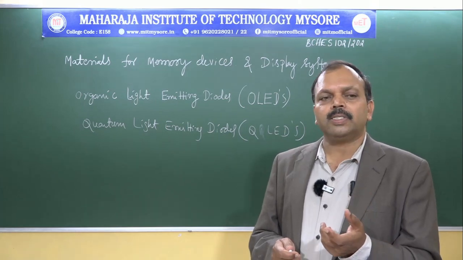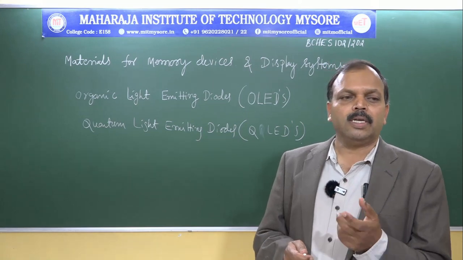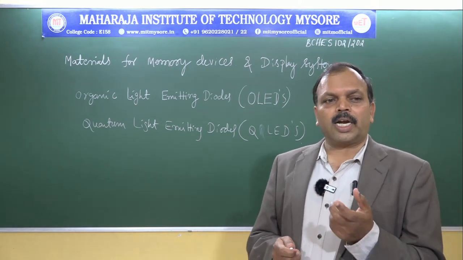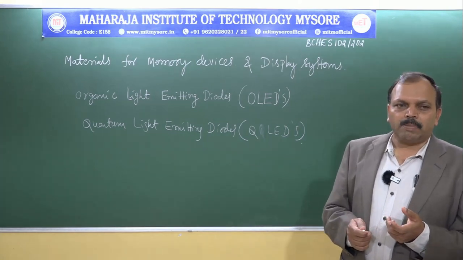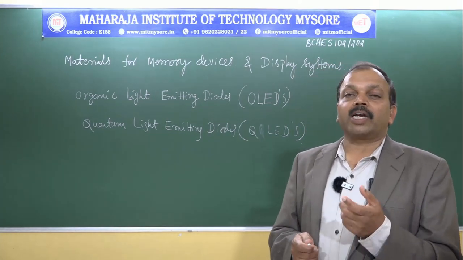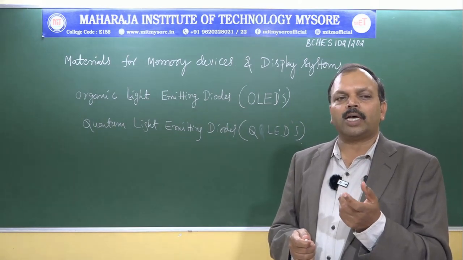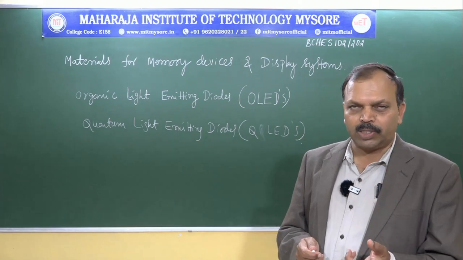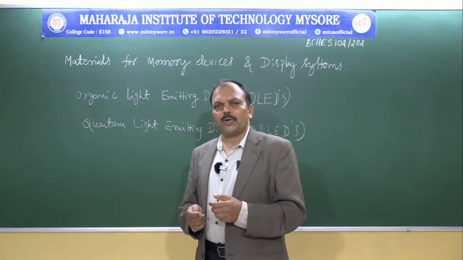Televisions and displays: QLED displays are commonly used in televisions, monitors, smartphones and other electronic devices. QLED displays can be used in advertising displays such as digital billboards and signage. So these are the applications of QLEDs.